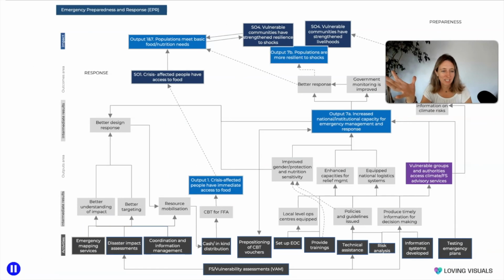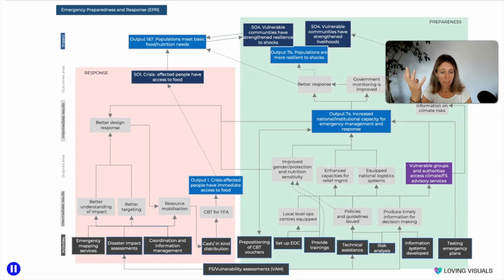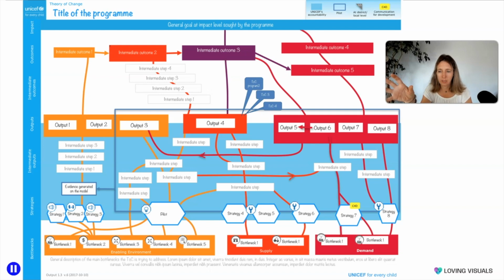So in this case, this theory of change on emergency preparedness and response, we had the response and the preparedness sides. So the position is helping us understand which part they're in, and we also added the background to kind of group them up. Now this is another template where we use a vertical logic and we include bottlenecks, which is often interesting, and then we have the strategies and the intermediate outputs and the outputs and so on.